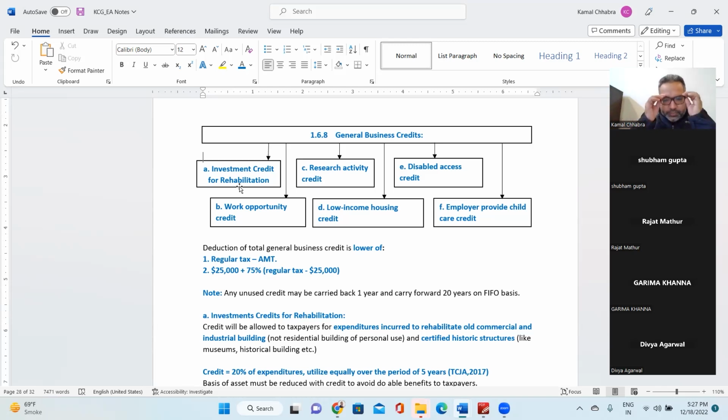So the first point is 100,000 minus 50,000, that is $50,000. The second is $25,000 plus 75% of regular tax, which is $100,000 minus 25,000, which is 75,000, multiplied by 75%, let's say 37,500, plus 25,000, that is around $62,500. So whichever is lower, 50,000 is lower, so the maximum credit for all these six categories will be $50,000.